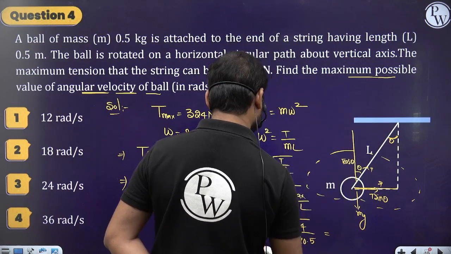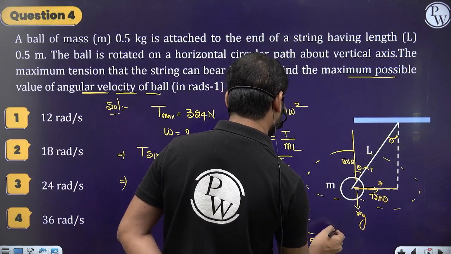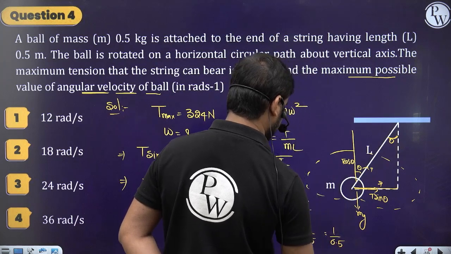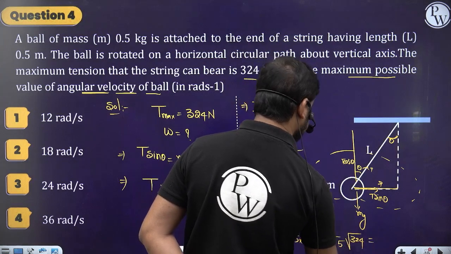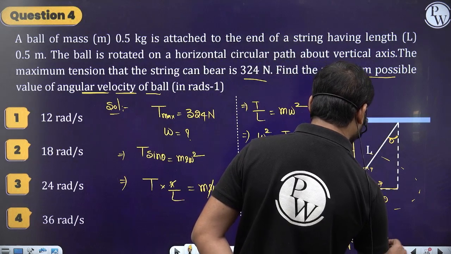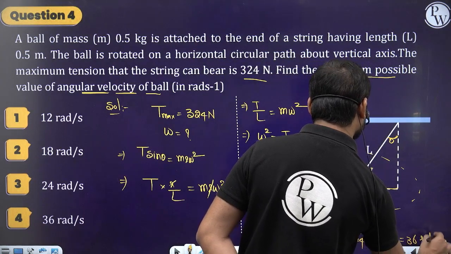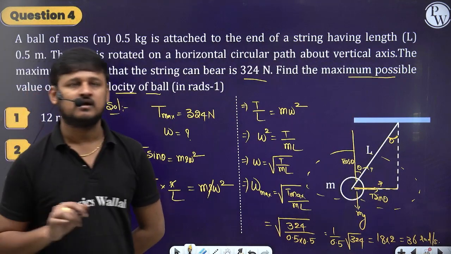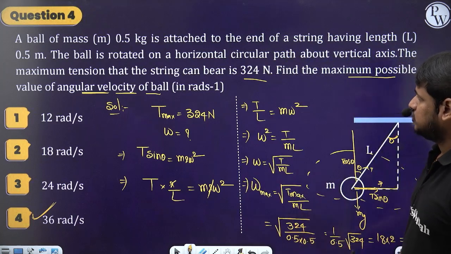324 only, right? Yes. So this is going to be 1 by 0.5 coming out, into the square root of 324. So 324 is nothing but 18 square. So this is 18 into 1 by 0.5, which is nothing but 2 coming up. So this is 36 radian per second. So the correct answer should be 36 radian per second. Clear? Understood, guys? Everyone?